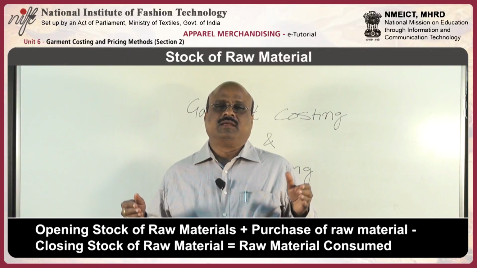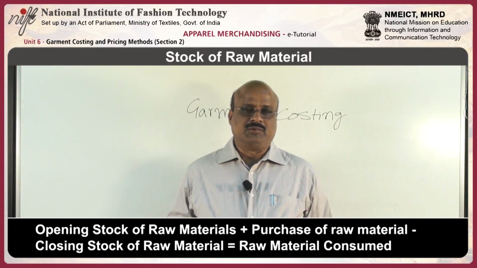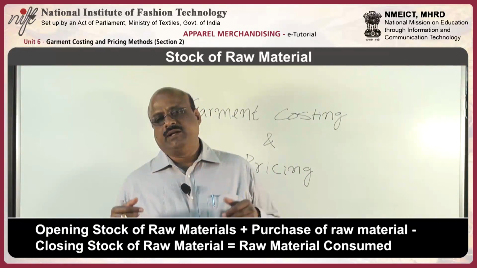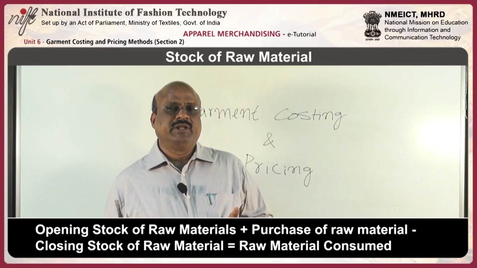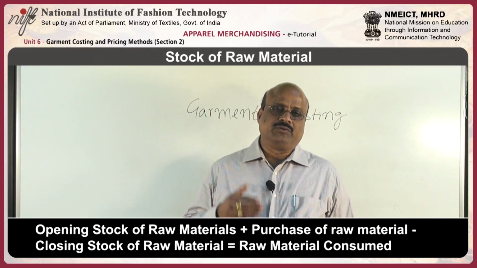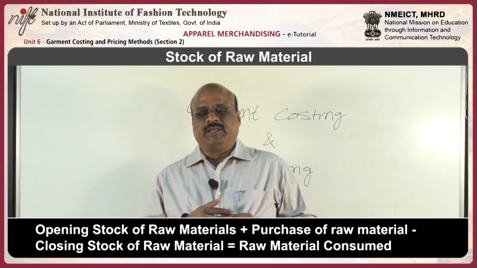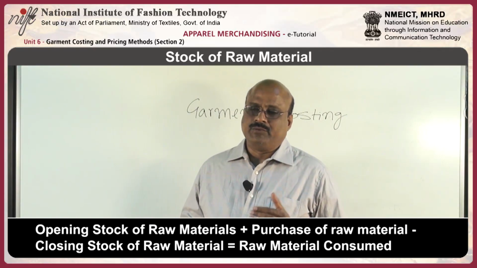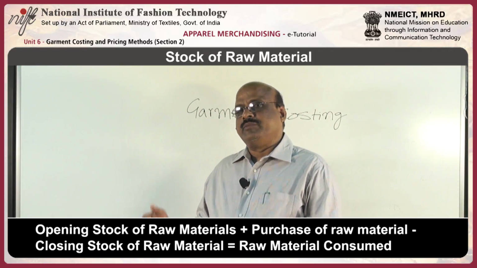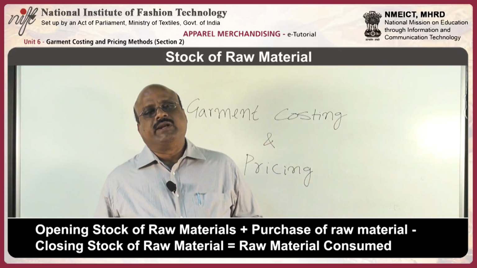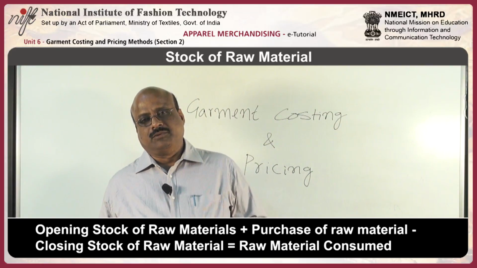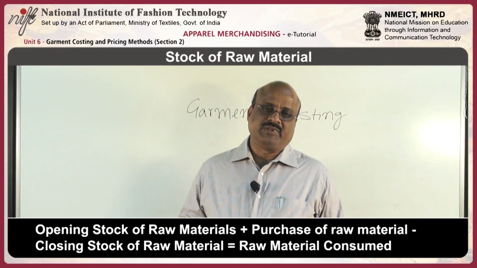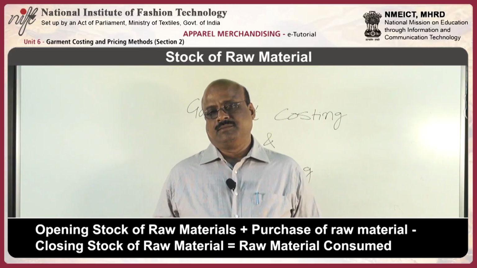First we have an opening stock of raw material available. To that you add purchase of raw material. Any raw material purchased later you add to the opening stock. Then you minus the closing stock of the raw material. When you deduct the closing stock of raw material, what you get is the raw material consumed. That gives you the raw material that is consumed for the production or the process.